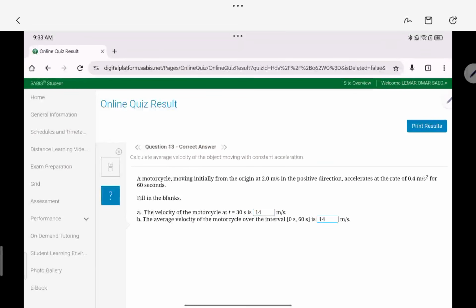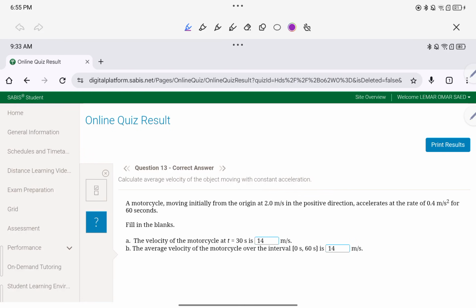This question, the velocity of the motorcycle at t equals 30 seconds. V equals V0 plus AT. So 2 plus 0.4 and 30. Okay. You will get 14.